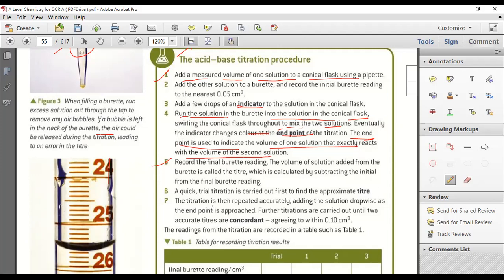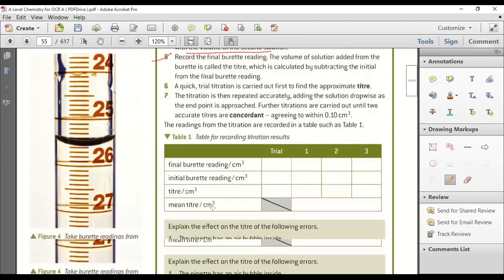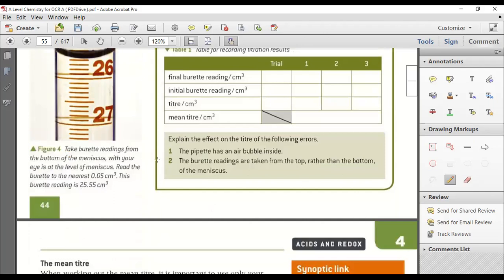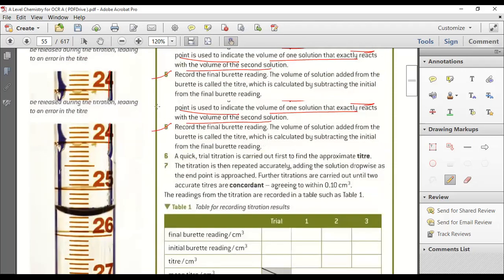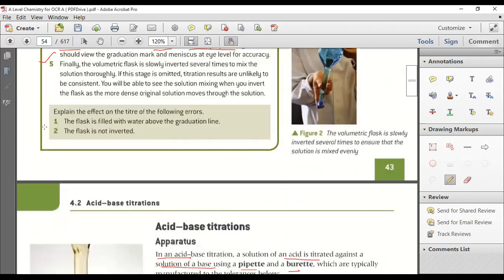The further titration is carried out until two accurate readings agree. Now, the question is: explain the effect on the titrate of the following. The pipette has an air bubble inside it. Air bubble inside it means space inside it. It is simply air, it is not any acid or anything. So that's why it is of no use. Now, these two questions you will do as homework, and the previous two questions are also homework. Clear? Any doubt in this?